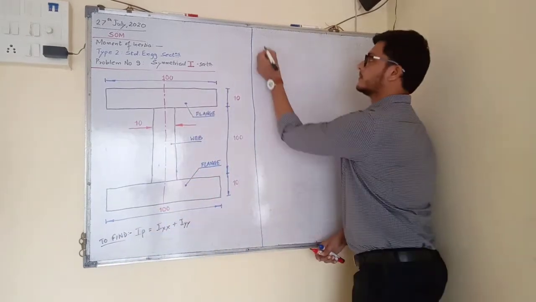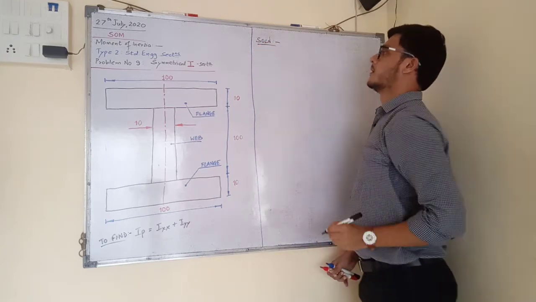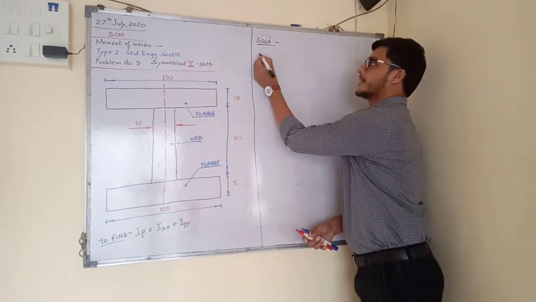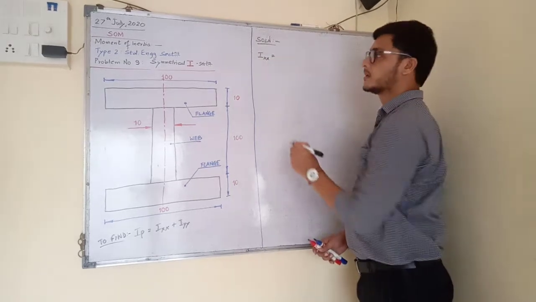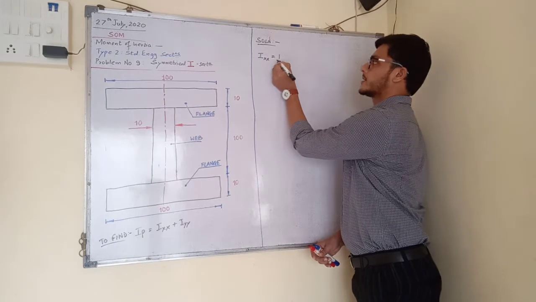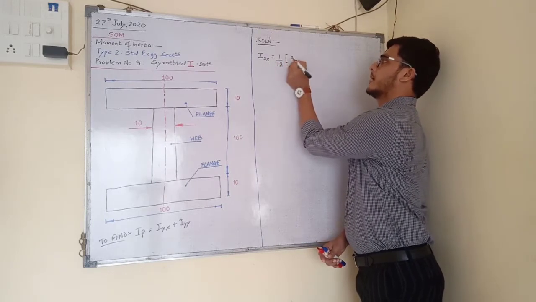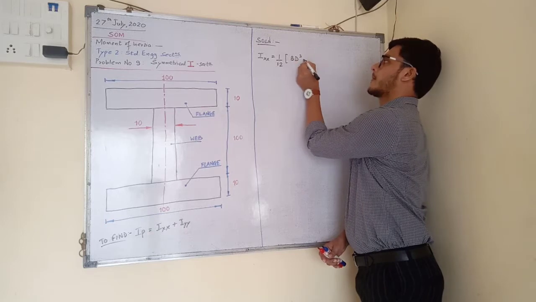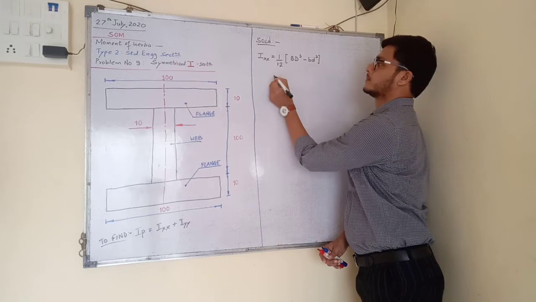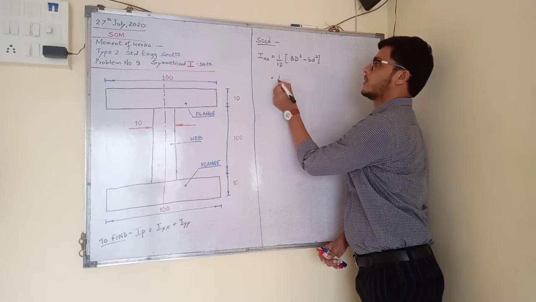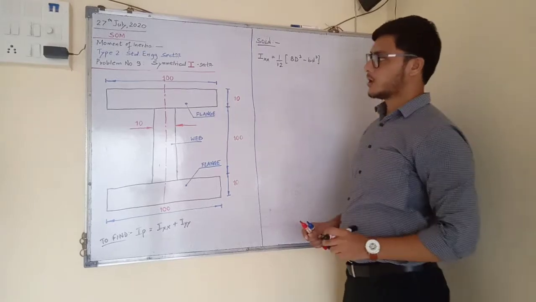So solution. For Ixx, we assume this as hollow rectangular section. So formula for hollow rectangular section is 1 by 12 capital BD cube minus small bd cube is equals to, now we'll find the value of capital B, capital D, small b and small d.